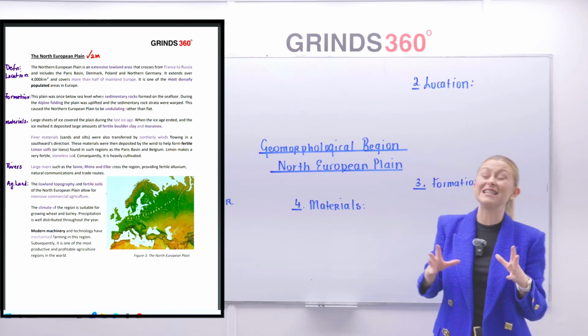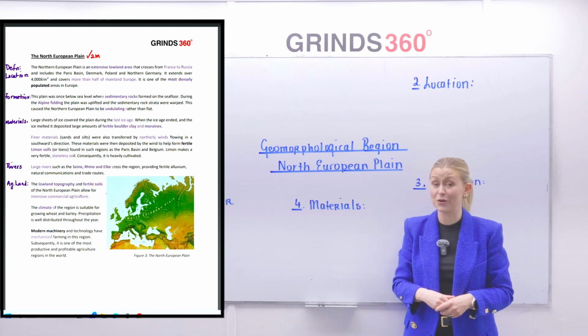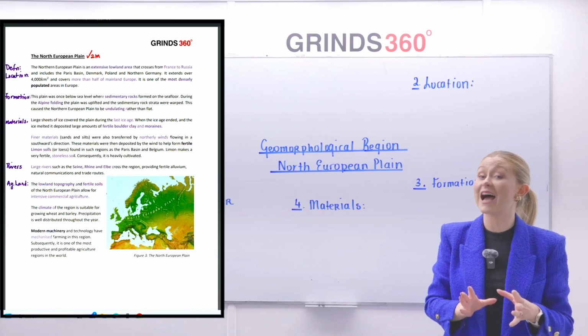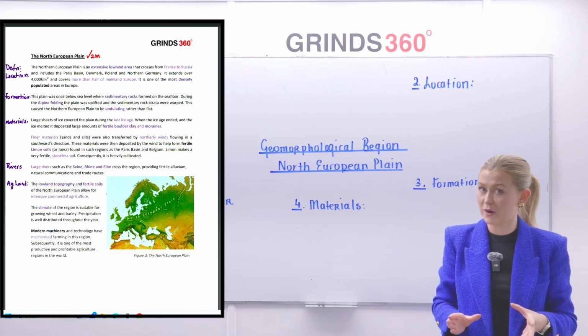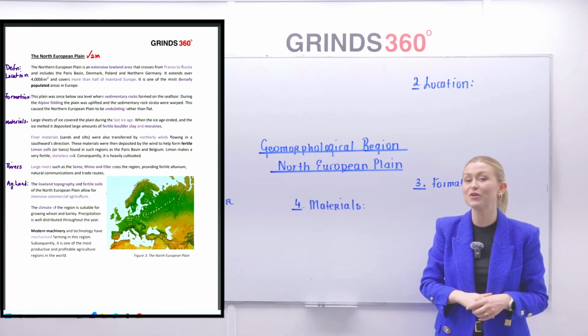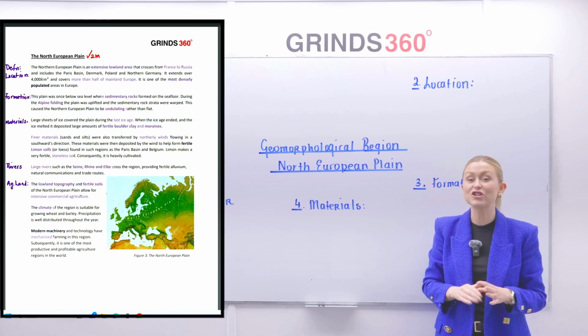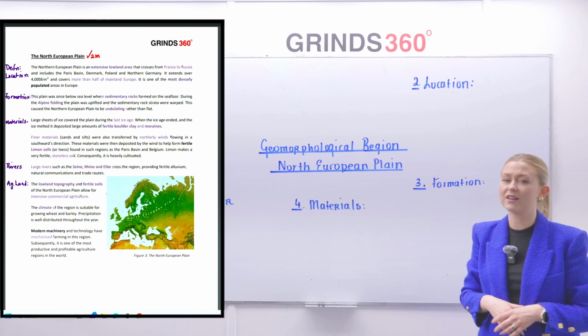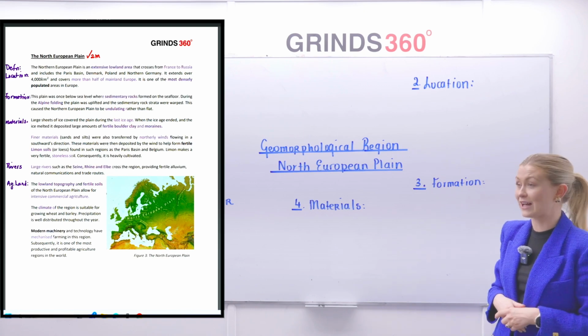And it is one of the most densely populated areas in Europe. Now, when we talk about population density, it is the average number of people per kilometre squared. Take a second to write that down under population density: the average number of persons per kilometre squared. So again, there's a lot of people living in these areas because it's quite flat.